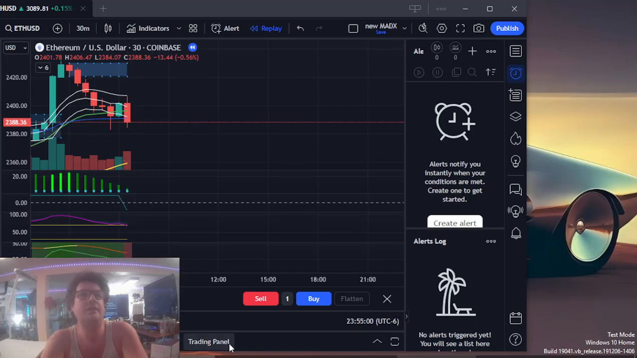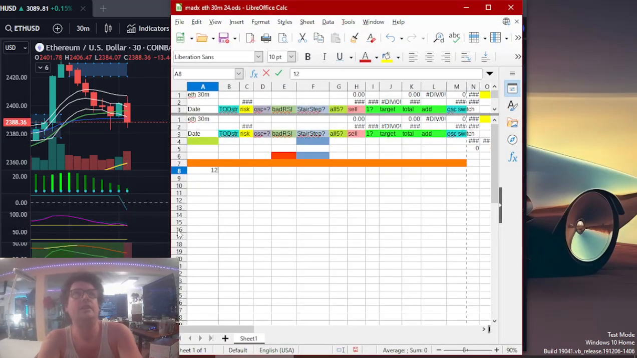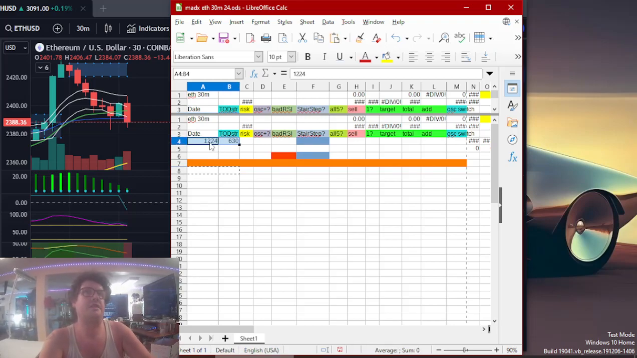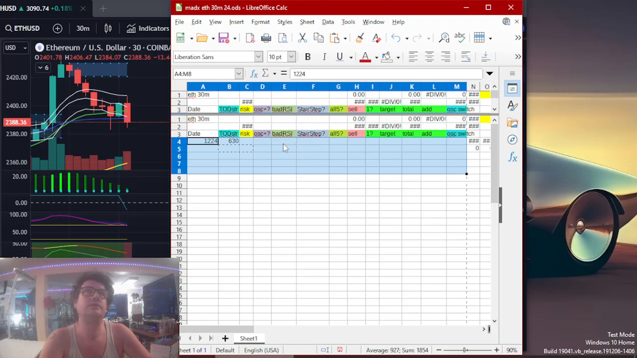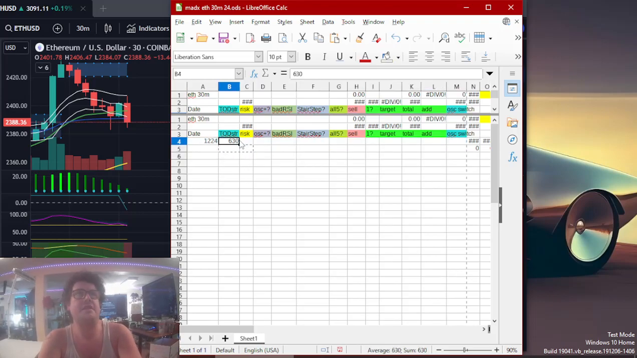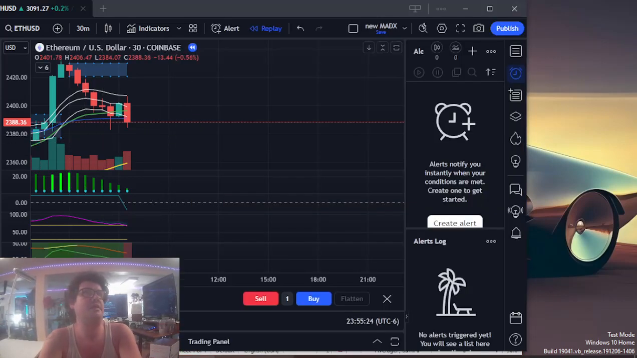1, 2, and 630. 24, 630. Oh, this should go up here. I just cleaned out this chart. Here we go. So that's the date, time of day. Let's see how much we're risking.